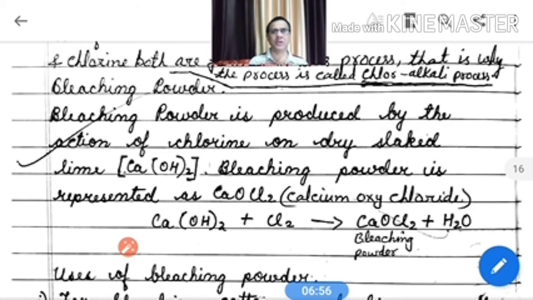When calcium oxide, यानी कि चूना, dissolves in water, it reacts and forms slaked lime, that is Ca(OH)2. So see the reaction: Ca(OH)2, that is slaked lime, reacts with chlorine, then it forms CaOCl2. This CaOCl2 is called calcium oxychloride, also known as bleaching powder.